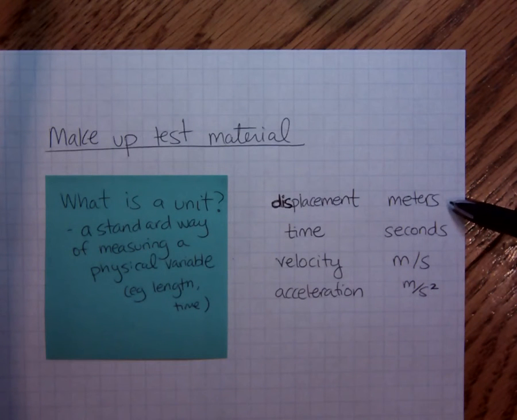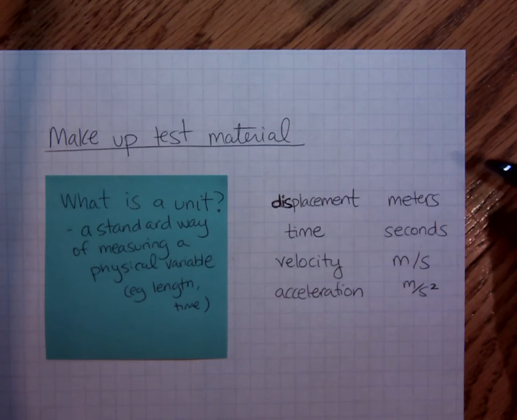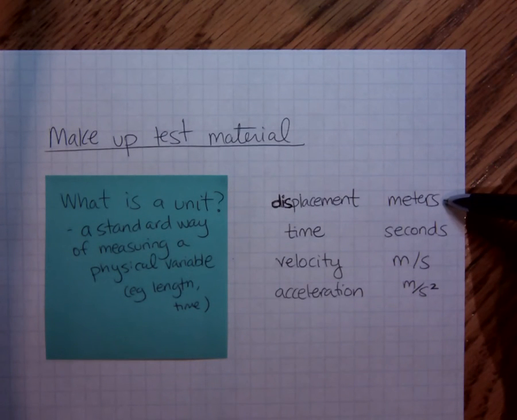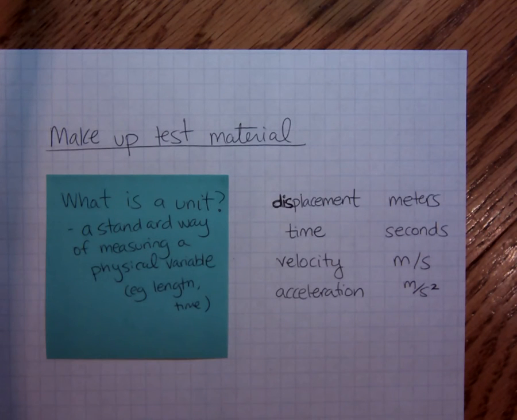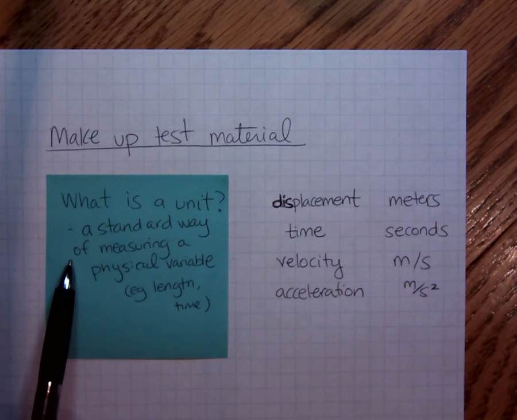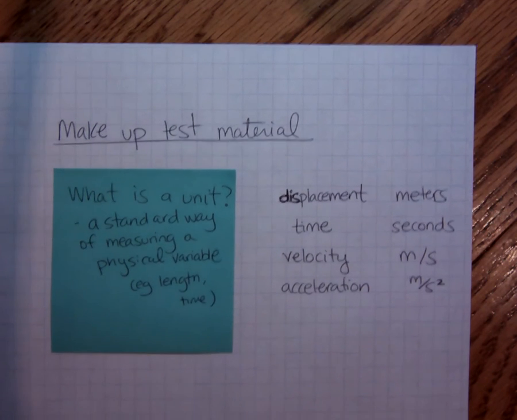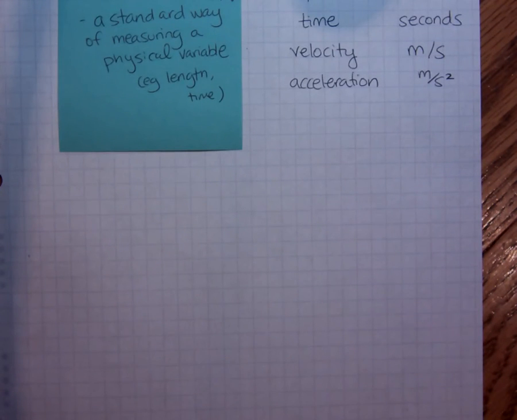So if I want to relate to you how long a table is, I could say this table is 2 meters long, and we could come to some agreement about what that is because we have access to a meter stick, and you would know roughly what that is if I told you that. So, all right, what is a unit? A standard way of measuring a physical variable. Let's move on to the next topic.